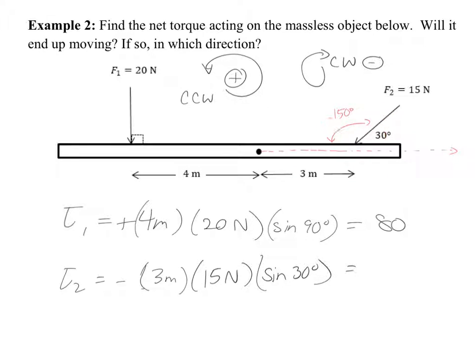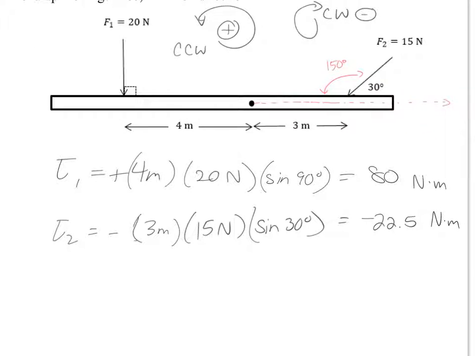It's the same thing. This torque turned out to be, what was this again, guys? Negative 22.5. And both of these are newton meters as units. So when we want to find out the overall torque, it says which way will it end up moving? And if so, in which direction? So we sum the torques together. Look at my symbols, please.